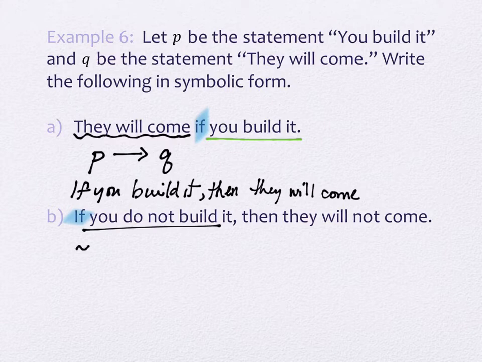Yeah, Kira's right. She drew it in the air for me. It's a tilde. And it's still P, though, right? Because it's still talking about building, and that's the P component of my two statements. And it's still an if-then statement, so it still has an arrow. And it says, then they will not come. So what is then they will not come going to be? Yeah, it's a negation again, and this time it's the negation of Q.